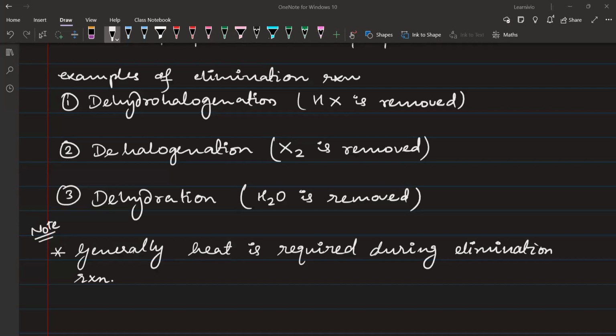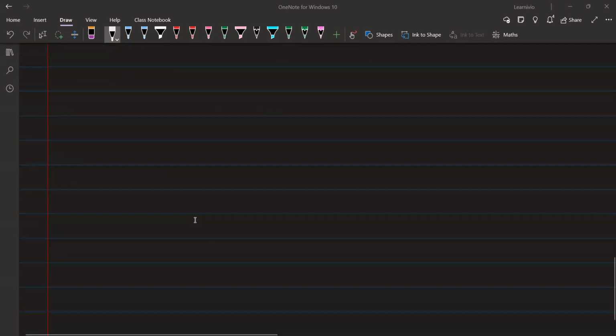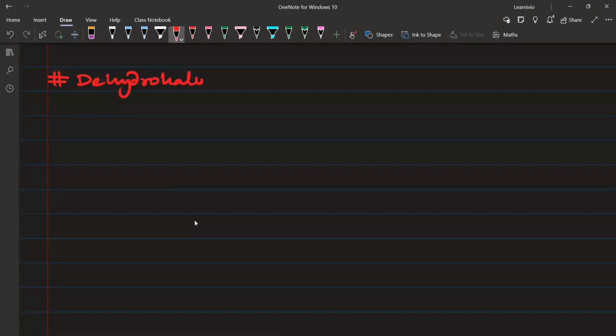During elimination reaction. Done writing, yes or no, please tell me. Yes, sir. ठीक है. अब हम लोग टॉपिक लिखेंगे: dehydrohalogenation. That's the first thing that we have to do. Dehydrohalogenation. Now you'll write here.